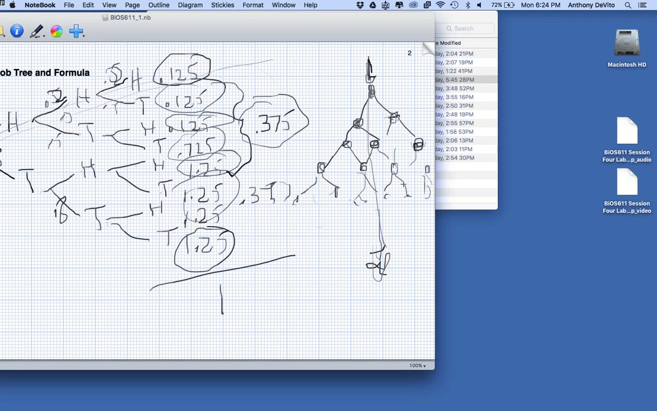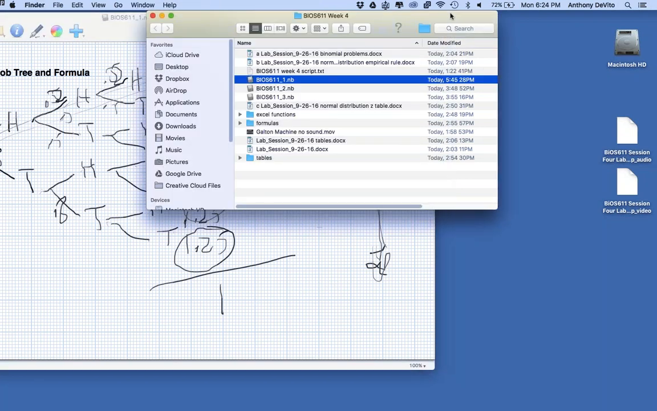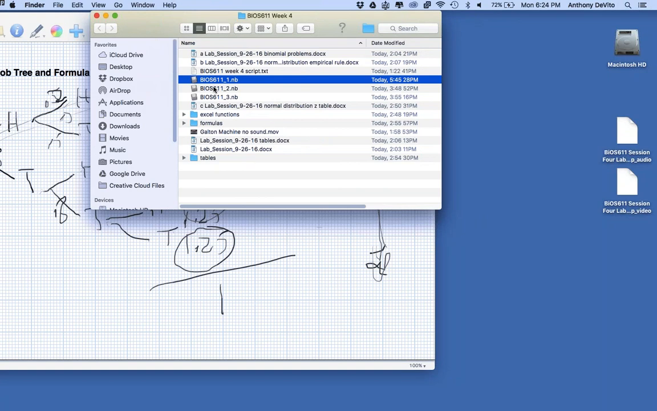Well, believe it or not, there is a guy that actually invented a machine like that to demonstrate this exact thing. It's called a Galton machine.